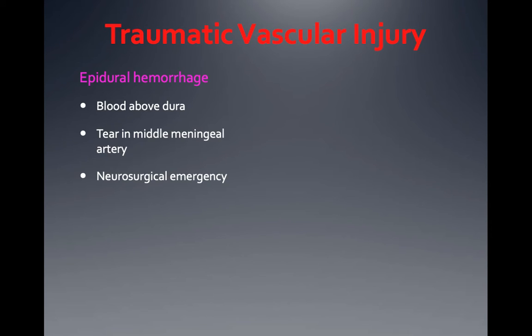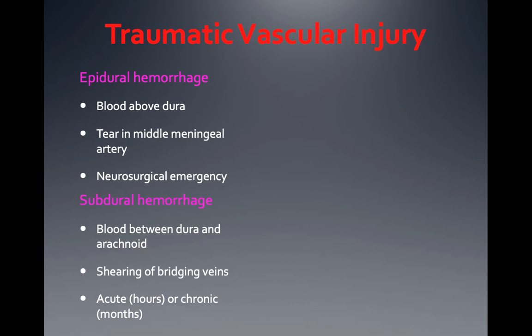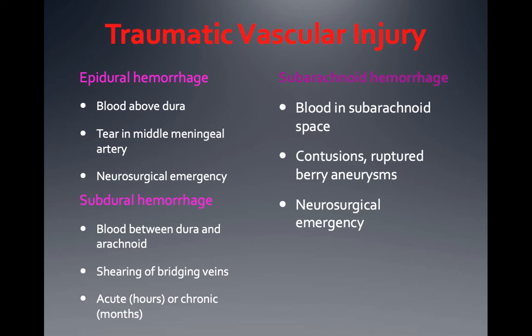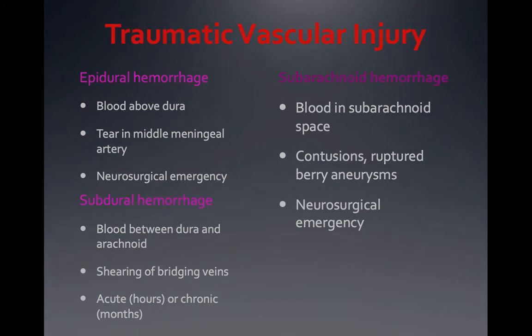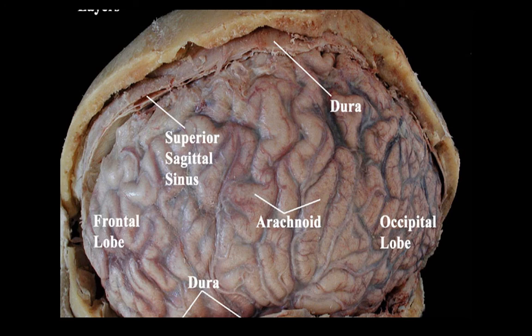Traumatic vascular injury. So you have things like an epidural hemorrhage, a subdural hemorrhage, and a subarachnoid hemorrhage. Before we go through each of these, let's just review the different layers that we have covering the brain, these meninges, okay? So you're looking at the skull bone, and then the thickest layer, which is the dura or the dura mater, which means tough mother.